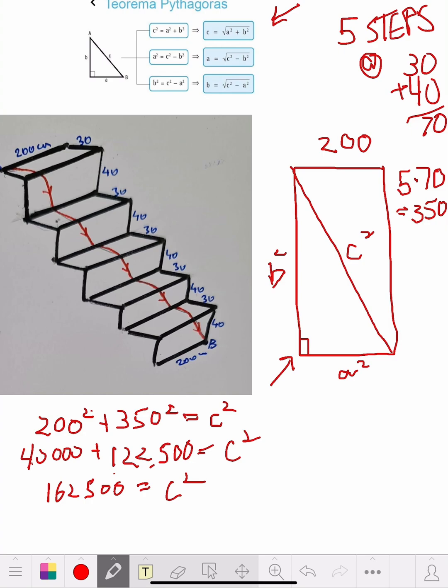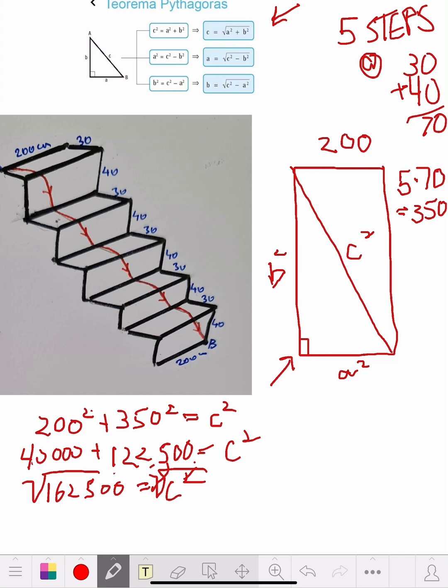Okay, now I got to get the C by itself. That's what I want to know. I really don't want to know C squared. I want to know what's C. So the same with everything else, you have to do the inverse. Something squared, the opposite of that is square root, okay? So what you do is you square root both sides. Now, this square root crosses out this square. So we now want to take the square root of 162,500, okay? So you get your calculator.